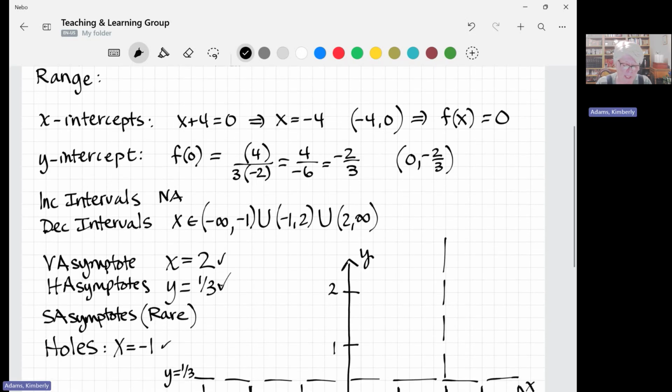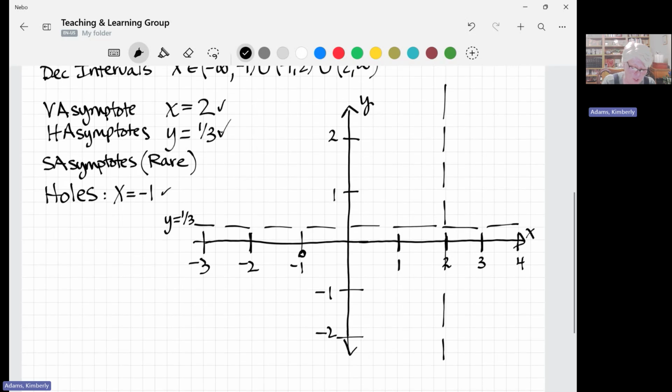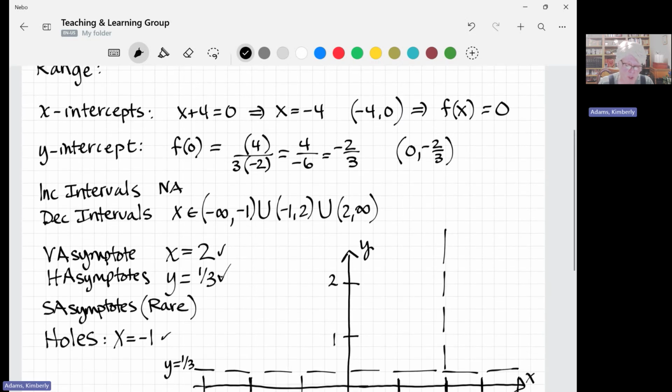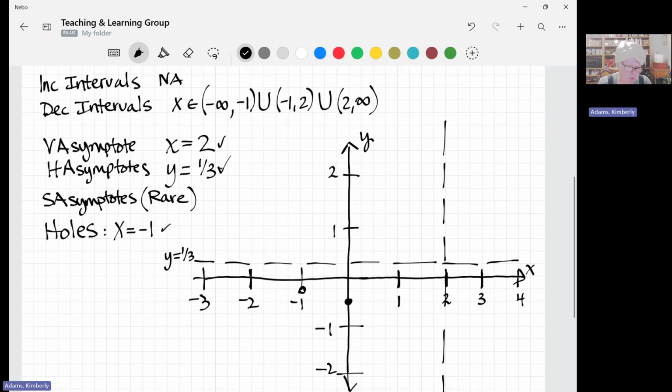So I need to remember that that's what's happening. And I want to get my intercepts in the right place. 0, -2/3. So there's that intercept. And my x-intercept was at the point -4, 0. I guess I need to include that out here. So here is my intercept.